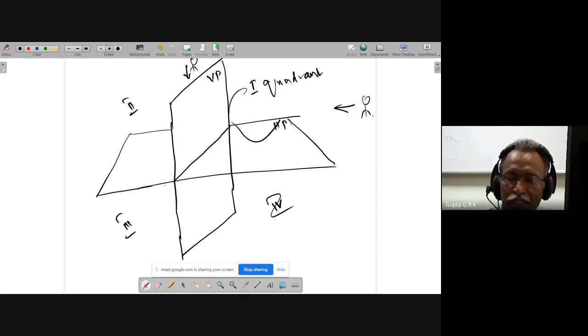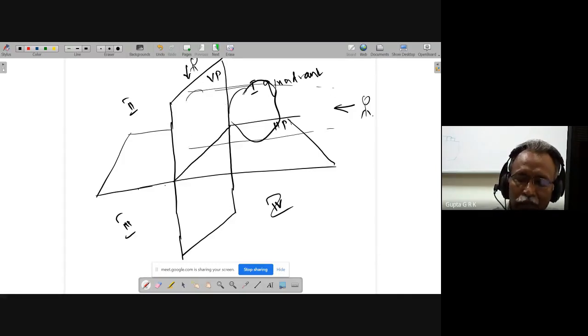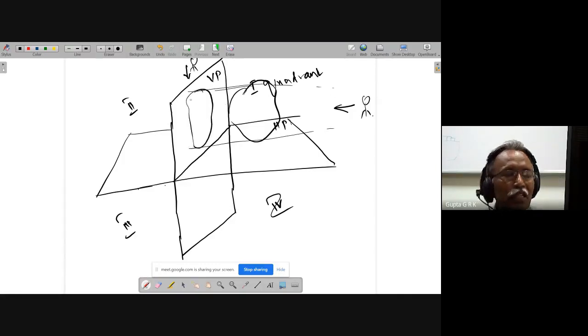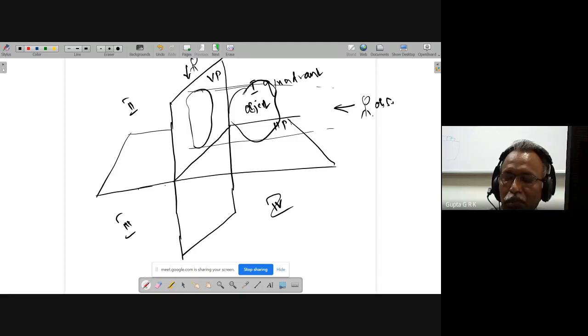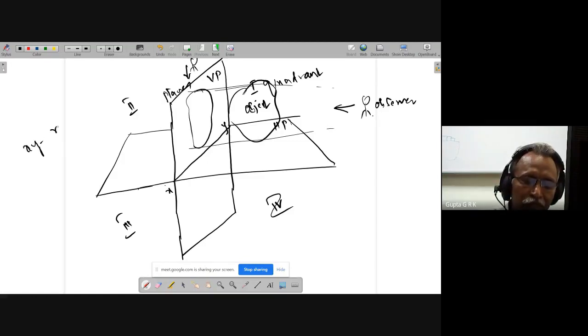So if an object is kept here, the rays go from the person and fall onto this plane, and an image falls on the vertical plane. So this is the object and he is the observer, right? These are planes, principal planes or reference planes. And the intersection of these two planes is called the reference line, XY. XY is the reference line.